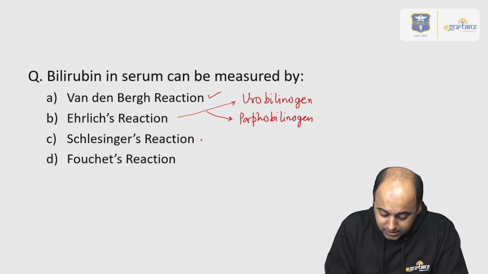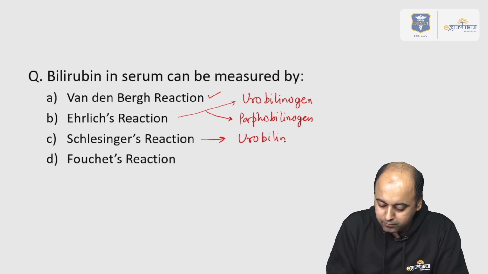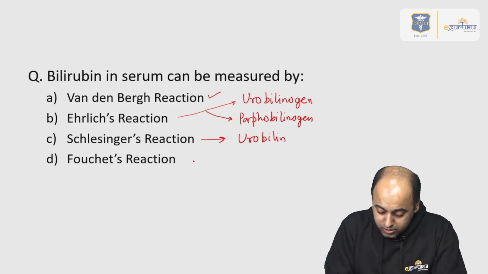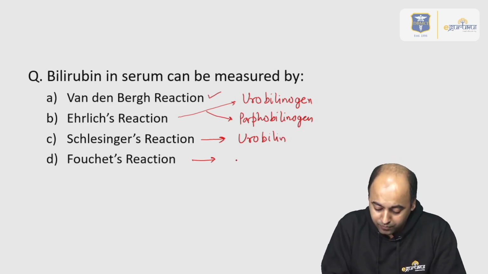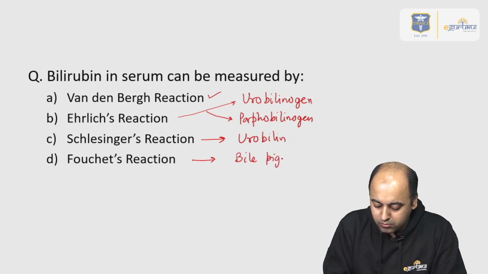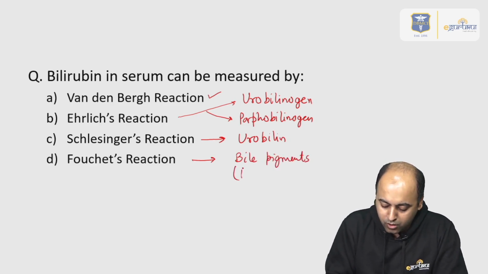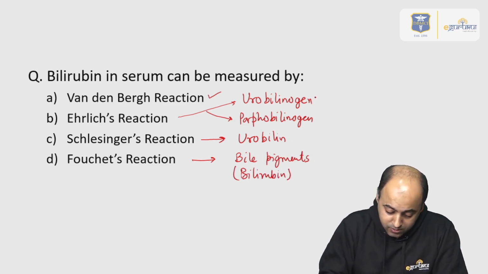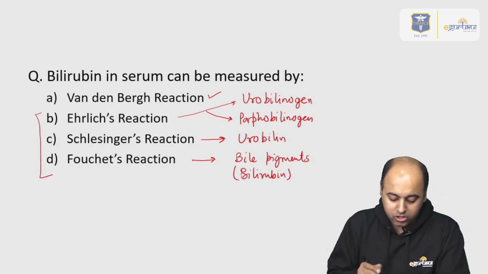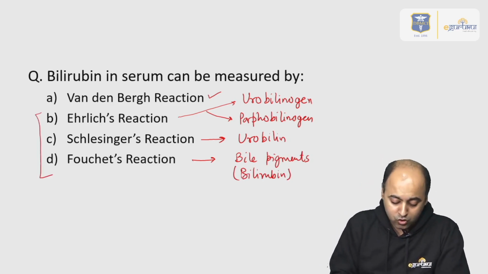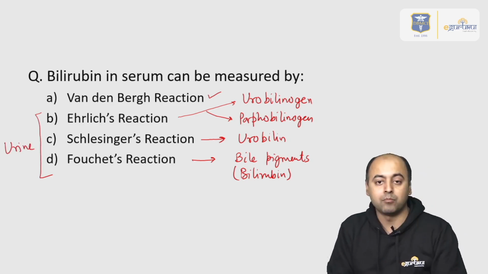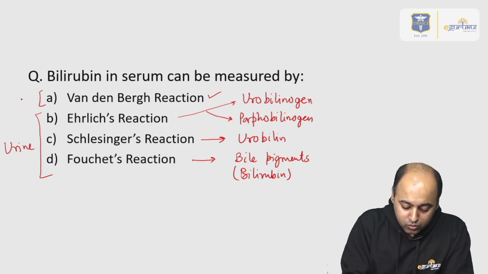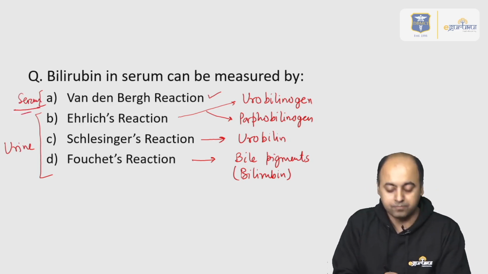The Schlesinger reaction is used to identify urobilin. The Fouchet's reaction is used to identify the bile pigments, meaning the bilirubin. These three tests, the Ehrlich reaction, the Schlesinger reaction, the Fouchet's reaction, are commonly used for the urine sample. The Van den Bergh test is commonly used for the serum sample. Alright.